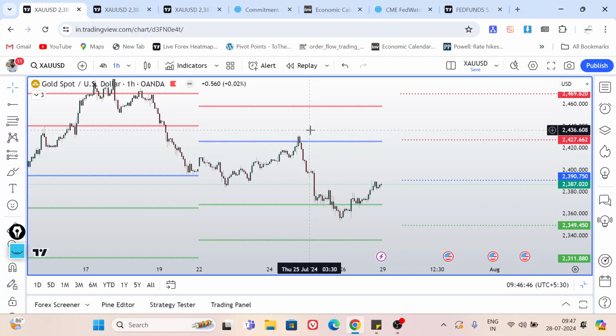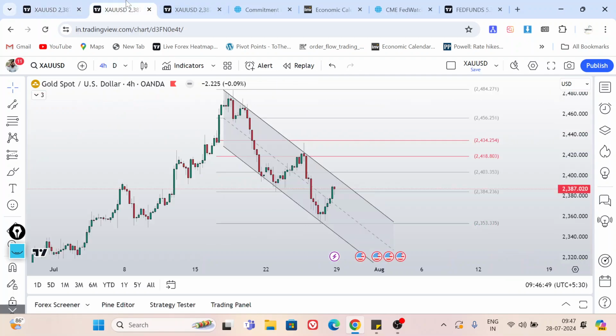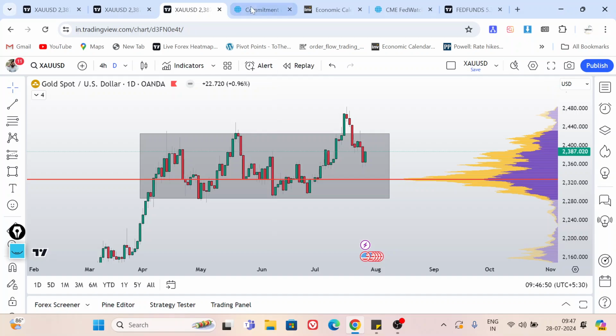So in this video we are going to analyze the gold chart on different time frames, and we are going to discuss important price action levels and price action structure that gold is currently following, so that we can utilize those price action levels and structure for finding buying and selling opportunities for next week.